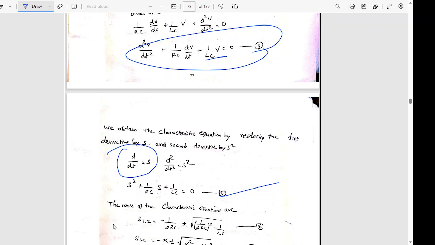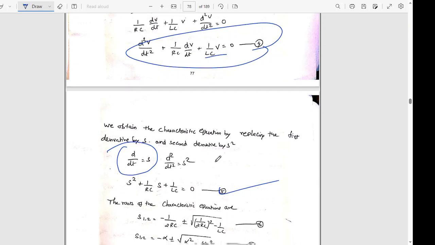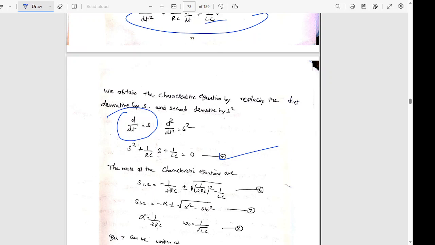The roots are S1,2 equal to minus 1 by 2RC plus or minus root of (1 by 2RC) whole square minus 1 by LC. This can be represented as S1,2 equal to minus alpha plus or minus root of alpha square minus omega naught square. Note that the alpha formula for series RLC and parallel RLC are different. Here alpha equals 1 by 2RC and omega naught equals 1 by root LC. Omega naught is the same for both, but alpha is different for series and parallel RLC, so keep a note of it. So here alpha is equal to 1 by 2RC.